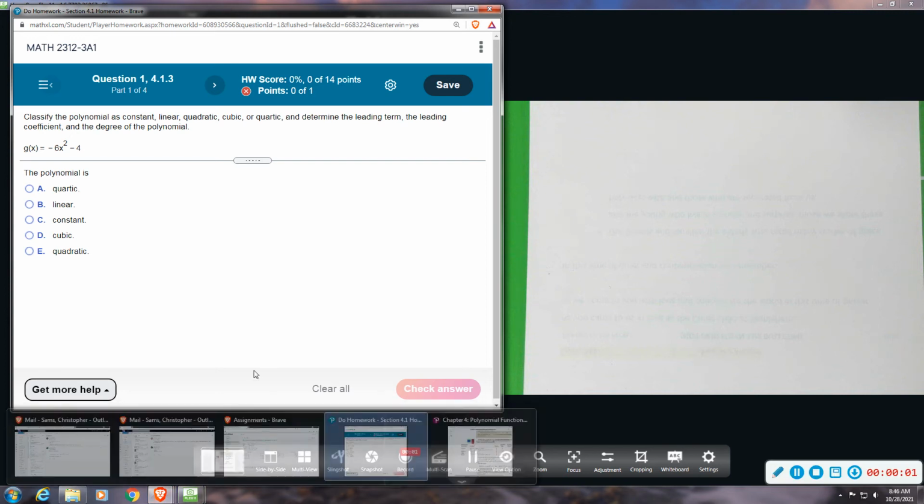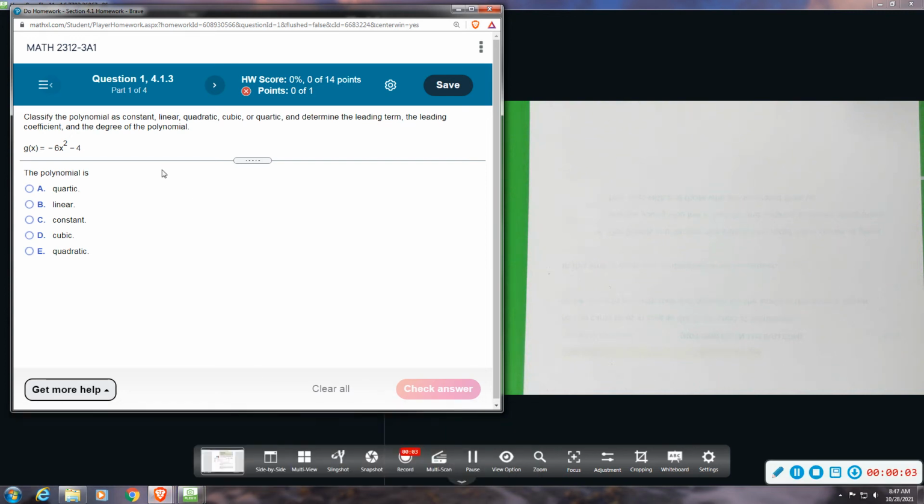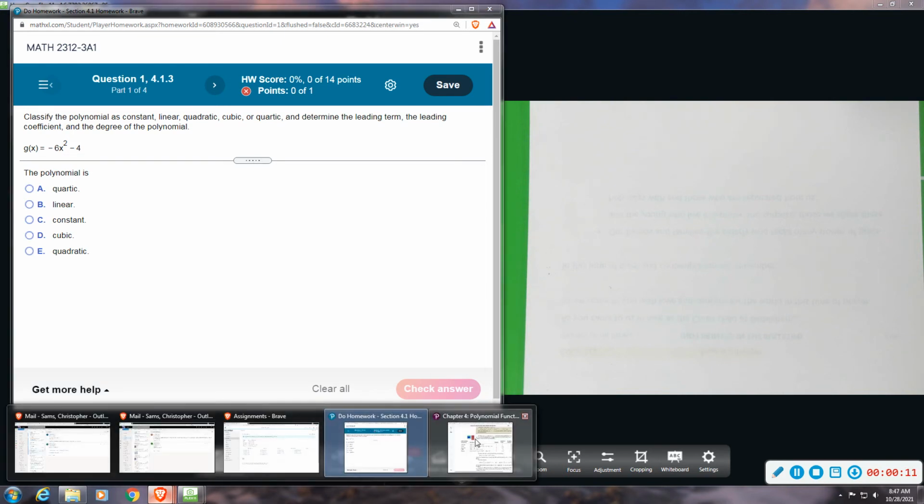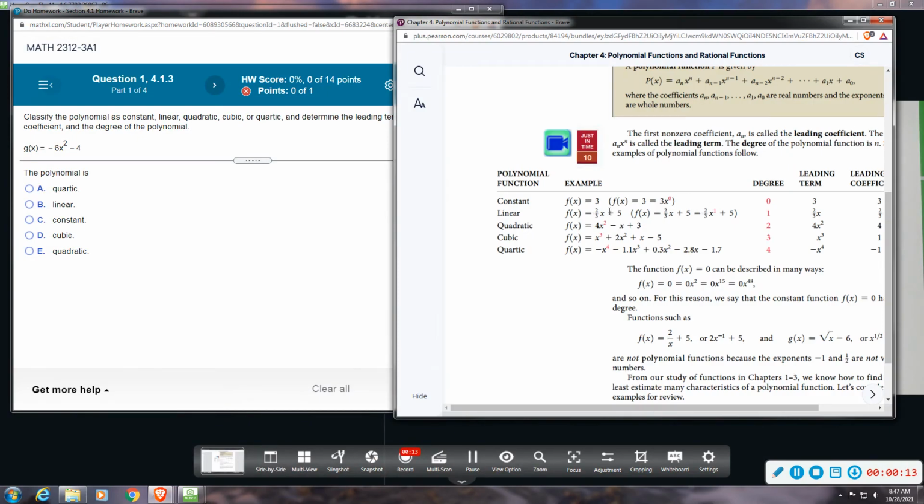All right, so this first problem, we want to classify the polynomial and determine the leading term, leading coefficient, and degree. So I'm just going to go back and pull up the textbook just so you can recall what we saw. So this polynomial has a highest exponent of 2, okay? So that one was the term quadratic.